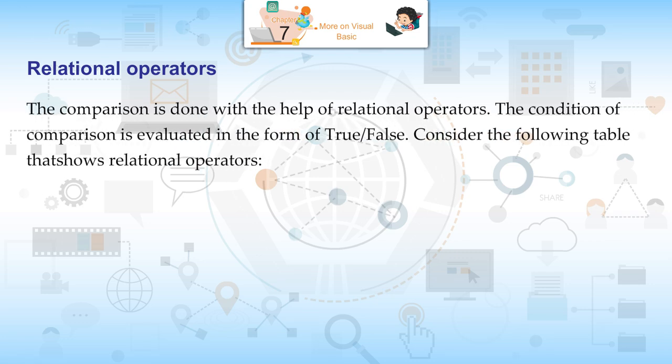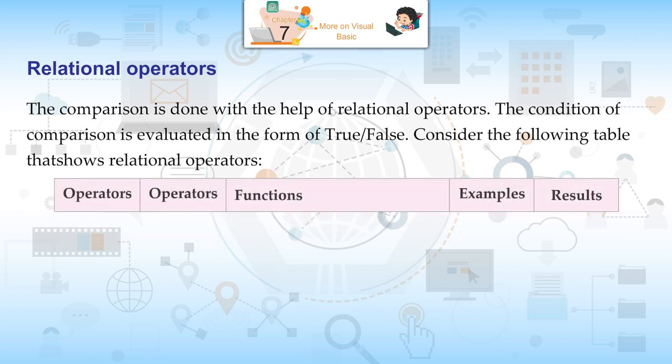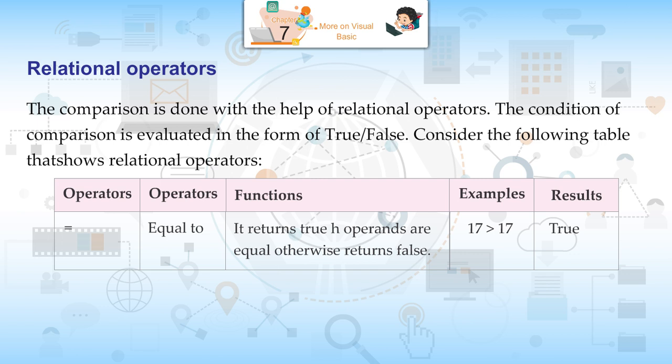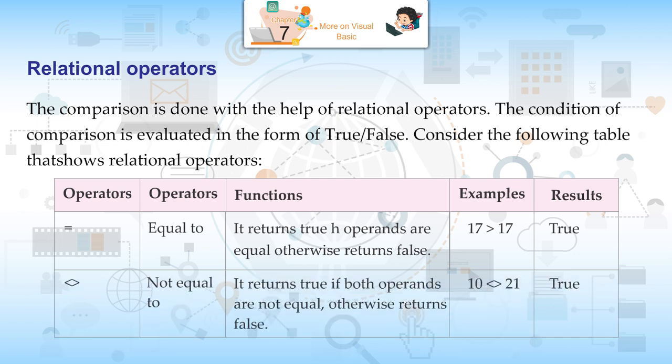Relational operators. The comparison is done with the help of relational operators. The condition of comparison is evaluated in the form of true or false. Consider the following table that shows relational operators. Operators, functions, examples, results. Equal to. It returns true if operands are equal, otherwise returns false. 17 equals 17, true.